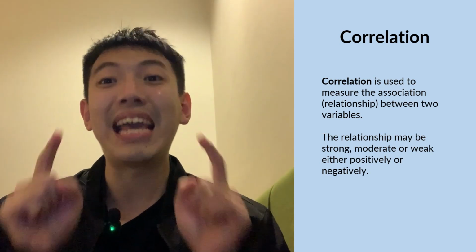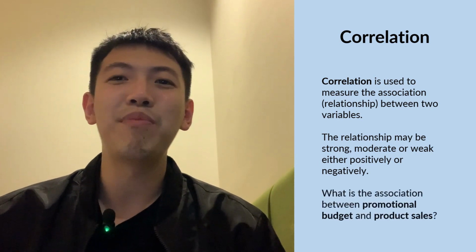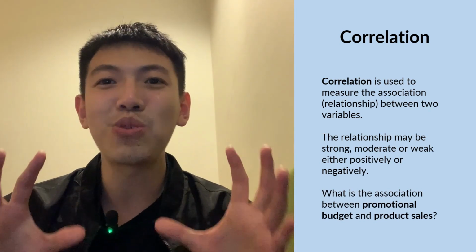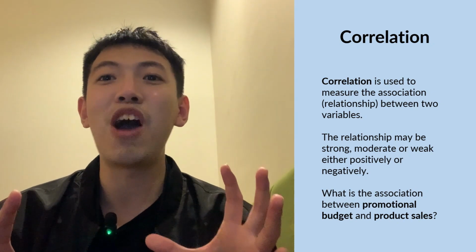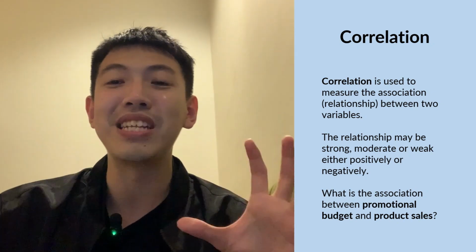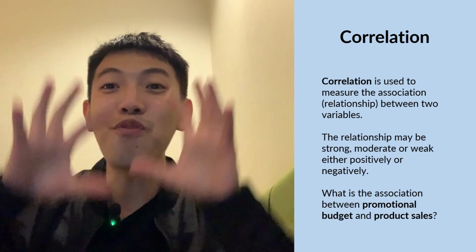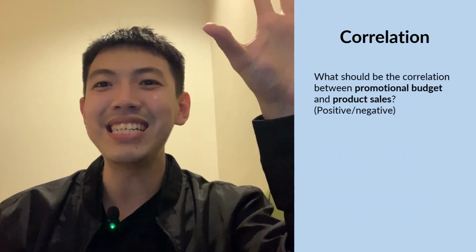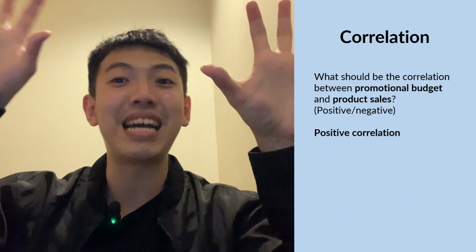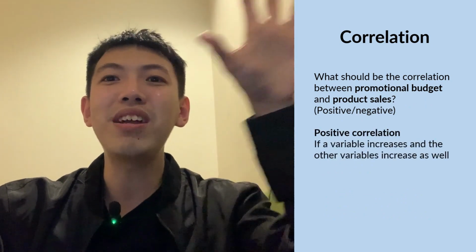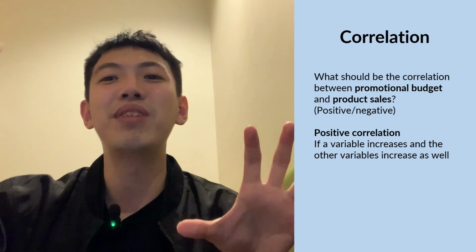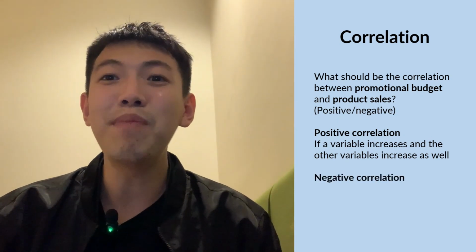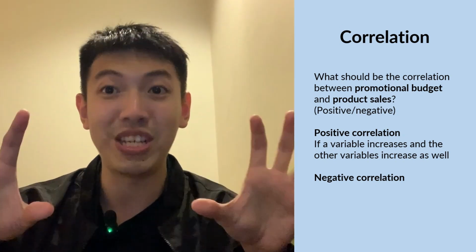For example, I ask you, what is the correlation between promotional budget and also the sales? To answer this question, we have to have the data of promotional budget and also the sales. We can say that the two variables have positive correlation if one variable increases, the other variable will increase as well. While if this variable decreases, the other variable will decrease as well. That is positive correlation. Both variables will go to the same direction.